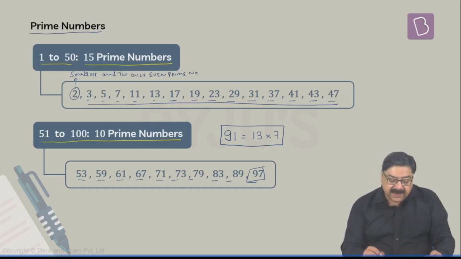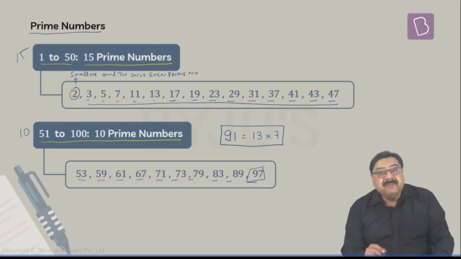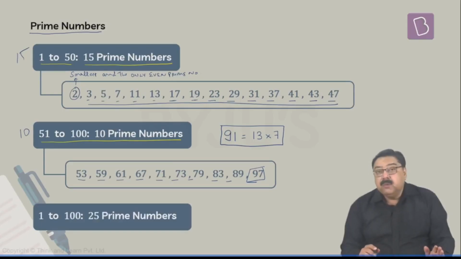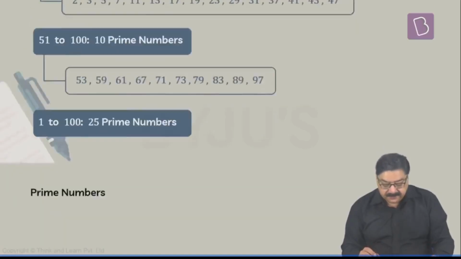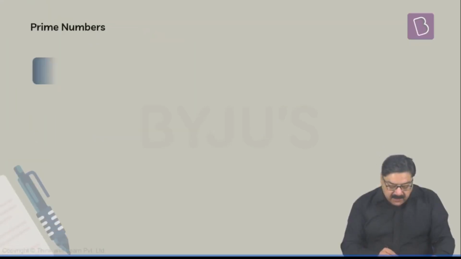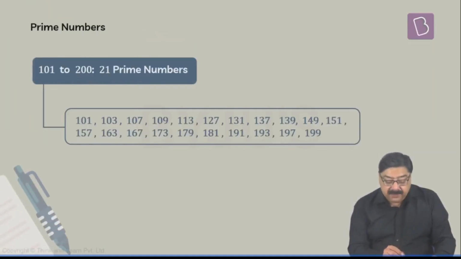So when we find that from 1 to 50 we have 15 prime numbers, and from 51 to 100 we have 10 prime numbers, in total from 1 to 100 there are 25 prime numbers. Now you must memorize these 25 prime numbers because they will be of huge importance when it comes to solving questions based on number series and even in number system.